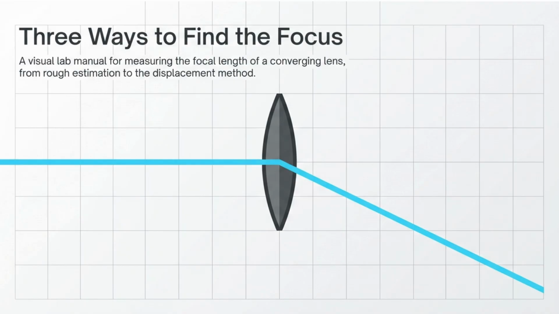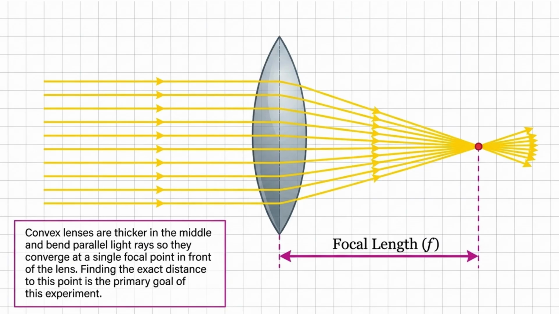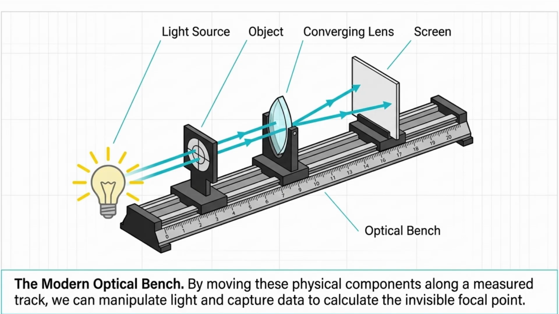We will go through 3 approaches, compare their accuracy, and finally focus on the most precise method, which is the displacement method. We will compare 3 methods: quick estimate, lens equation, and displacement method. Parallel rays converge at a focal point, and the distance to it is the focal length.